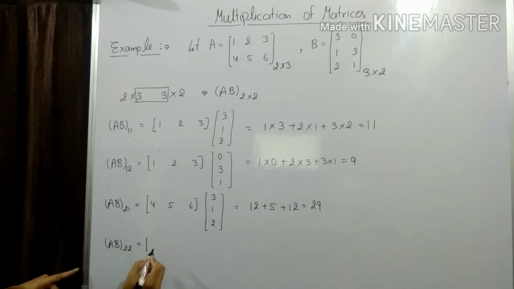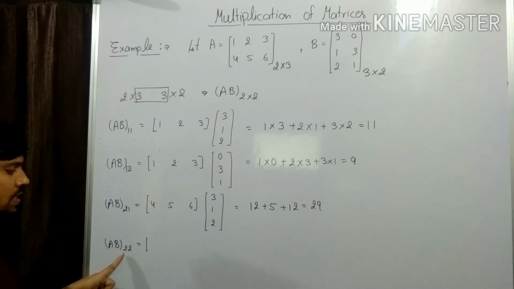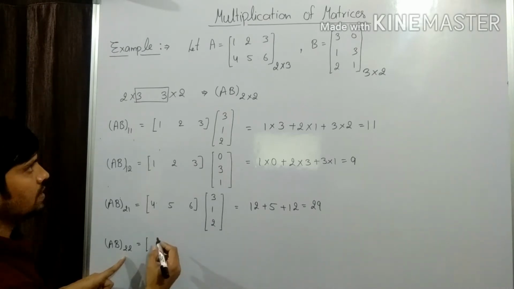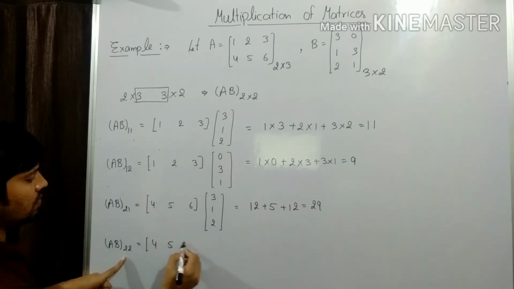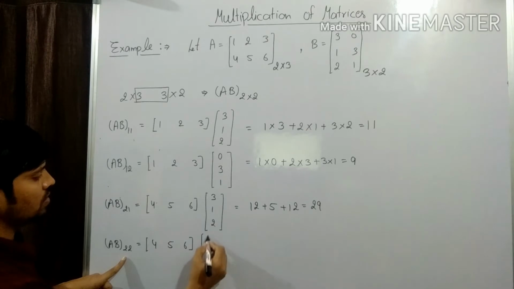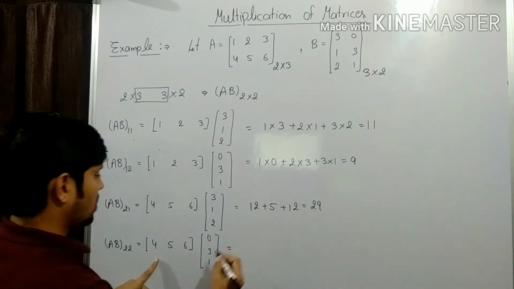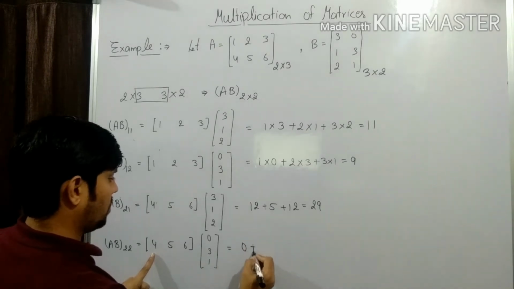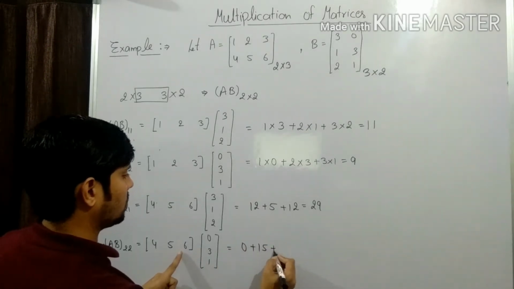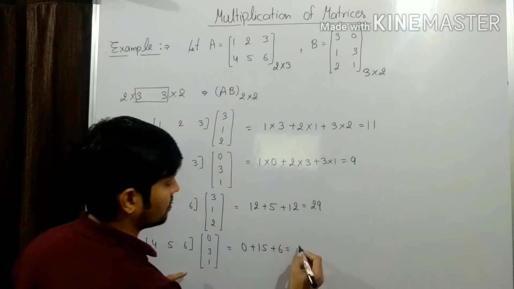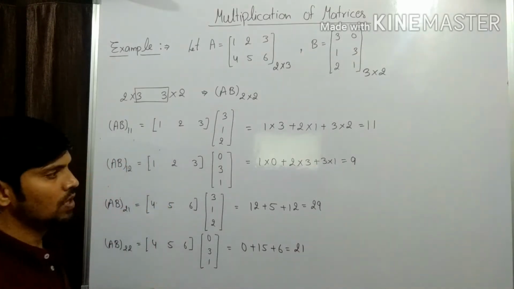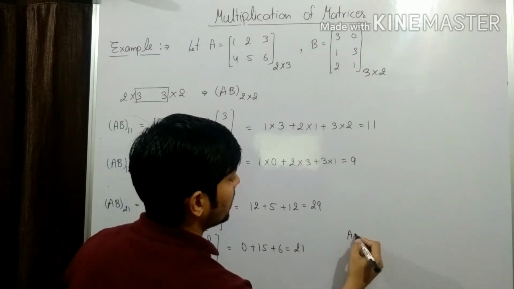The next element is AB22, the last element we are going to find out. It means second row, second column. The second row is 4, 5, 6, and the second column is 0, 3, 1. 4 0s are 0, plus 5 3s are 15, plus 6 1s are 6. That is 21.